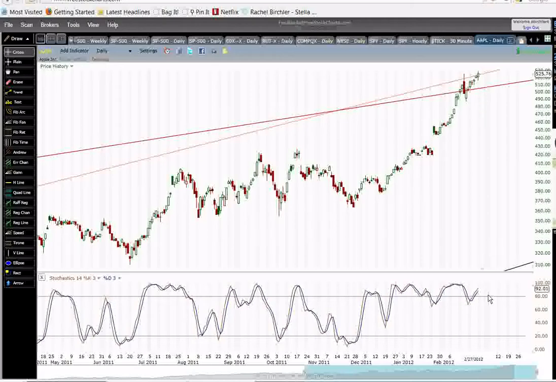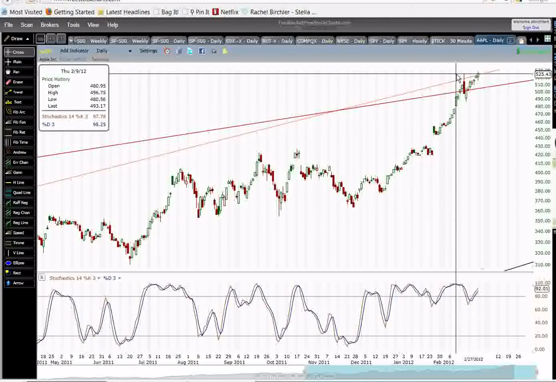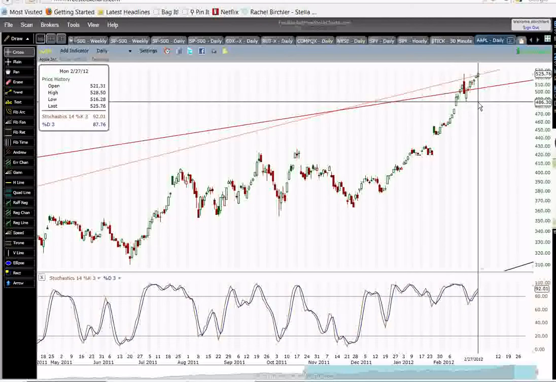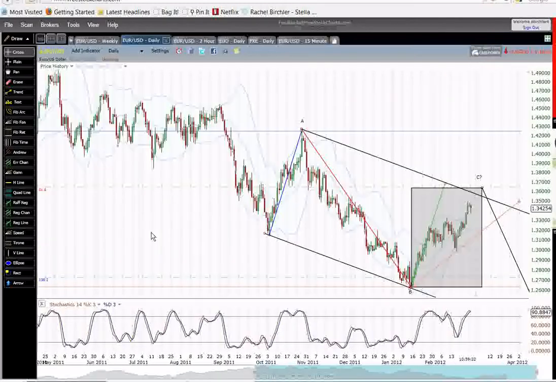We don't have any type of cross down yet, so it could break up through that level. But if we see this stochastic roll over, if we see price fail to break out of this high on a closing basis convincingly, that would at a minimum target back down towards that level there.